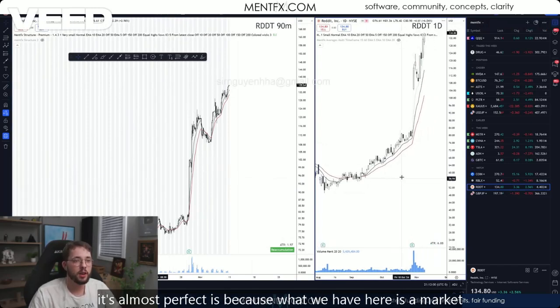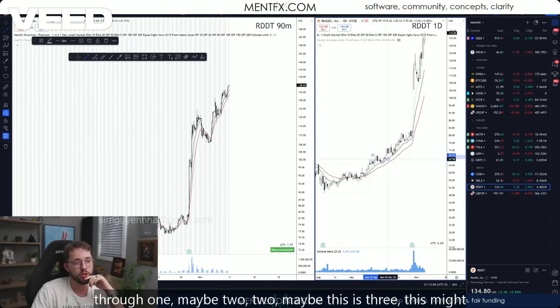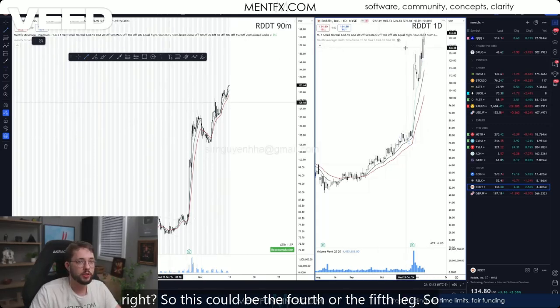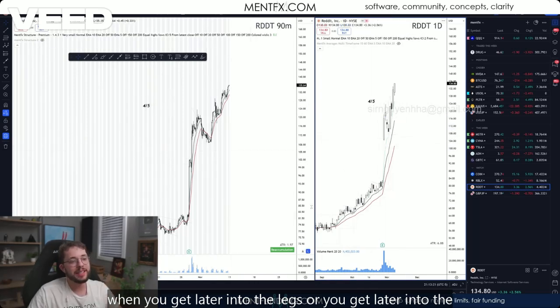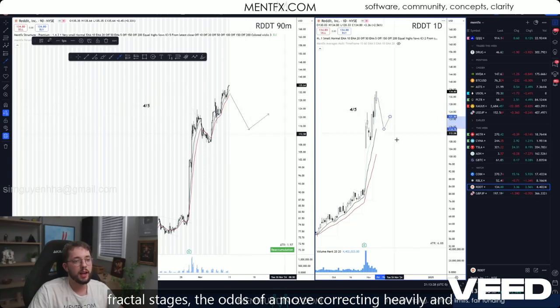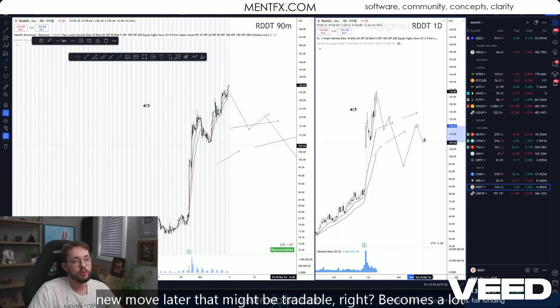The reason that I say it's almost perfect is because what we have here is a market that kind of started up down here. So it kind of went through 1, maybe 2, maybe this is 3, this might be 4. So this is maybe 5 or 4, so this could be the 4th or the 5th leg. That makes it harder to trade, because when you get later into the legs, or later into the fractal stages, the odds of a move correcting heavily and creating a flush out that then leads to a new move later that might be tradable becomes a lot higher.